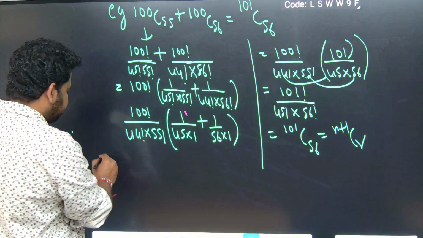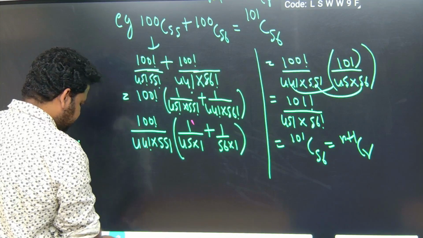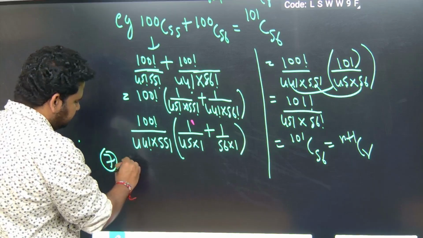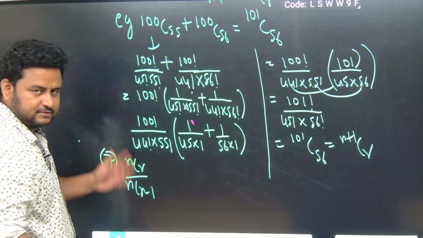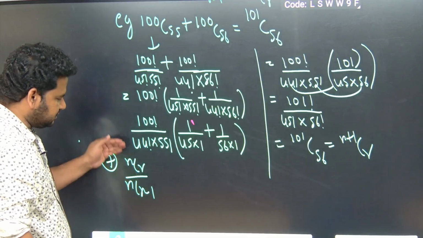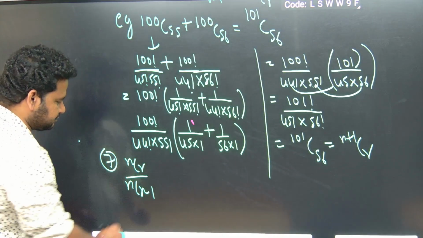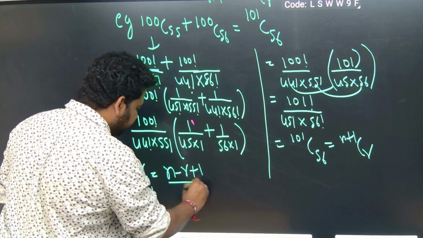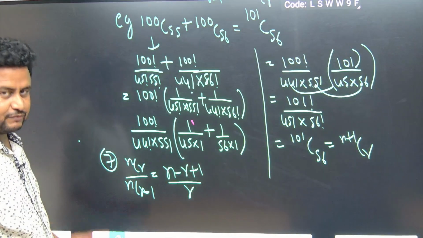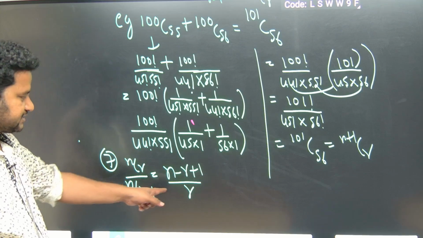So the next property that we have is property number 7, NCR by NCR minus 1, the consecutive numbers in the form of quotients, that is the quotient rule. If NCR by NCR minus 1 is given, the answer is n minus r plus 1 by r. Please pay attention. N minus r plus 1 by r.